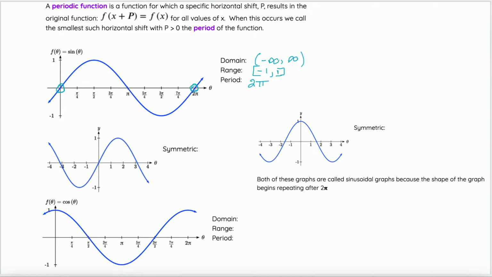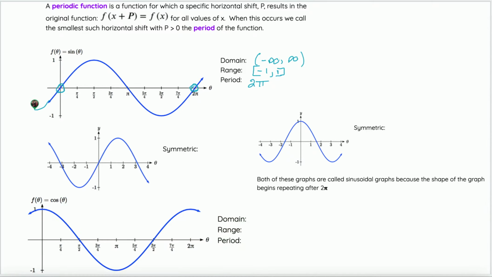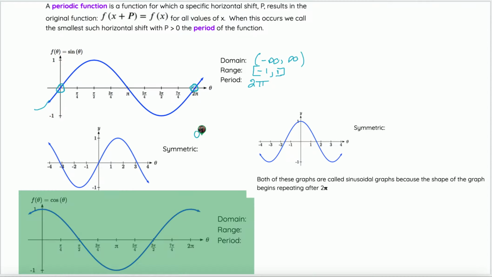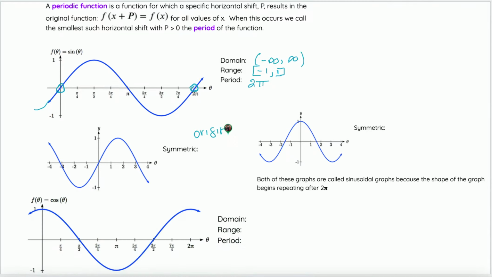I've got another picture just below that's also sine. If I were to continue our top graph and continue moving it to the left-hand side, we see that the graph is symmetric about the origin. So we see it's symmetric about the origin, and therefore the sine function is an odd function, since it reflects across the origin.